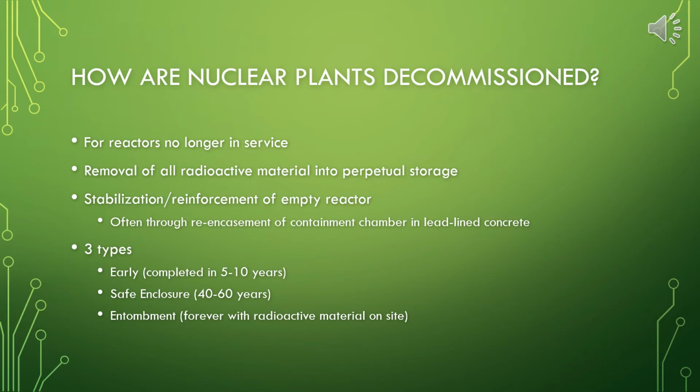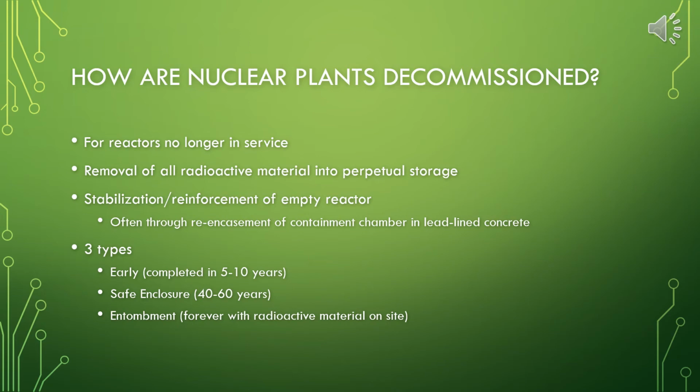When we talk about radioactive material going into perpetual storage, we're talking about the spent nuclear material, so the uranium, as well as the contact water from the reactor. The contact water can sometimes form what is called heavy water, which is water that is filled with deuterium atoms. And heavy water is a component for nuclear weaponry, so we have to store it carefully. Then we have to stabilize or reinforce the empty reactor. This often happens through re-encasing the containment chamber with lead-lined concrete.